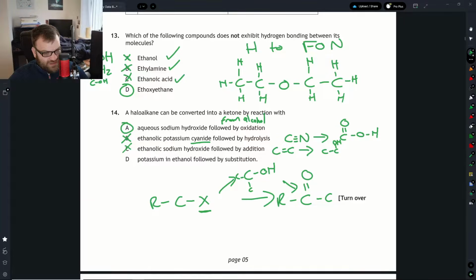And then in the last one, we are doing a substitution, with our ethanol. That's just not convincing to me. The substitution part usually would swap out one bit for another, which doesn't look likely here. Oxidation's the bit that's making me lean towards the first. We know ketones are formed from oxidation of secondary alcohols. The first part of A looks like it would give you an alcohol, so A would be my correct answer.